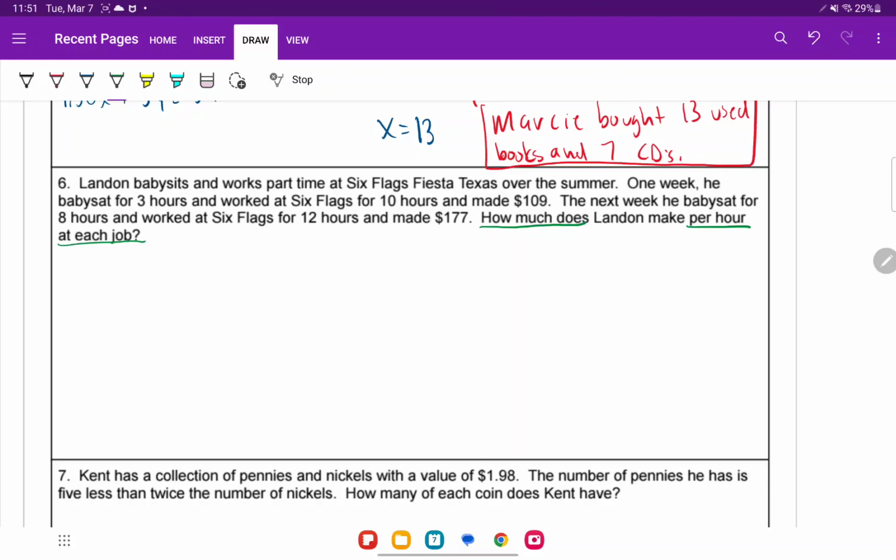So how much per hour at each job? All right, so again, I like to use x and y as my variables. So x would be not really number of hours at each job, it's how much does he make. So something like a cost, but we'll write money per hour. First thing he does is babysits. So the money per hour babysitting, and then money per hour that he works at Six Flags.